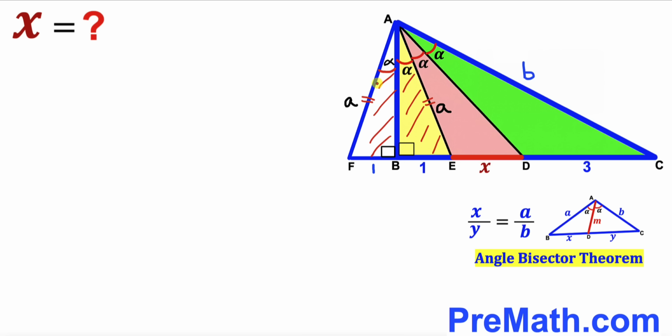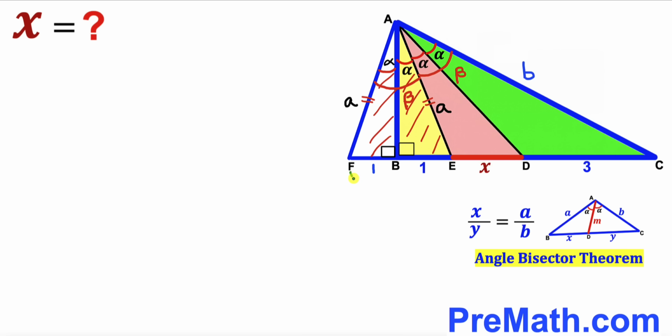And now let's focus on this whole angle. This is going to be alpha and alpha. That's going to be 2 alpha. I'm going to label this one as angle beta. Then likewise, this angle is going to be 2 alpha as well, so I'm going to label that one as beta as well. And in this case, this segment AE is going to be the angle bisector.